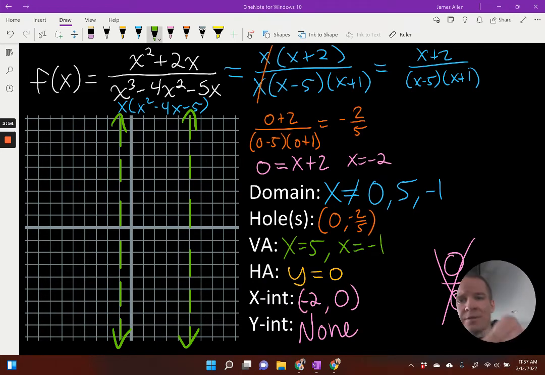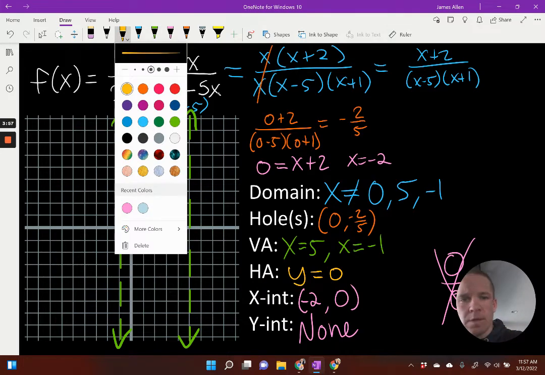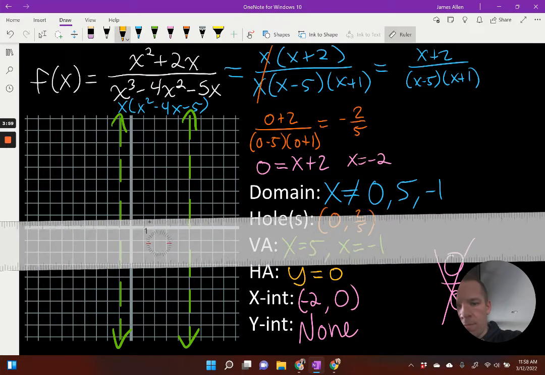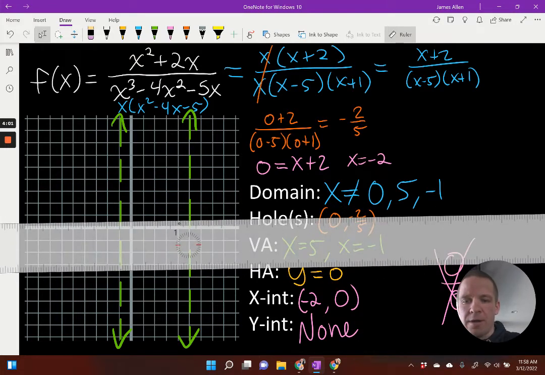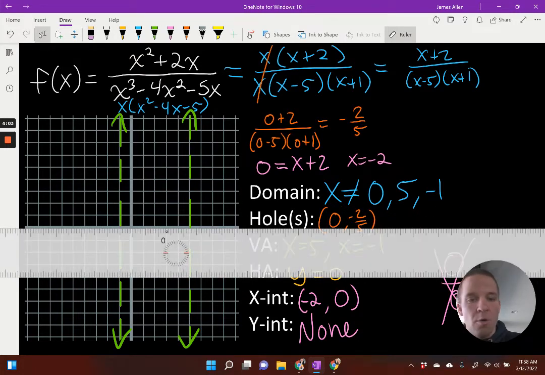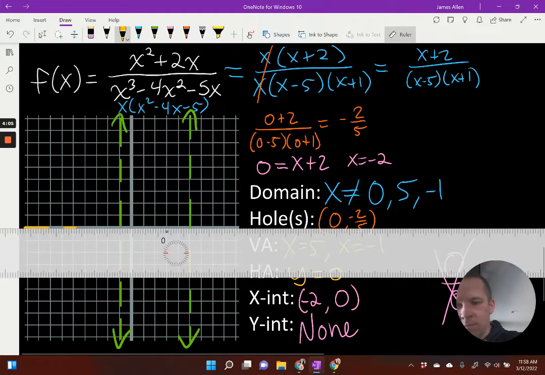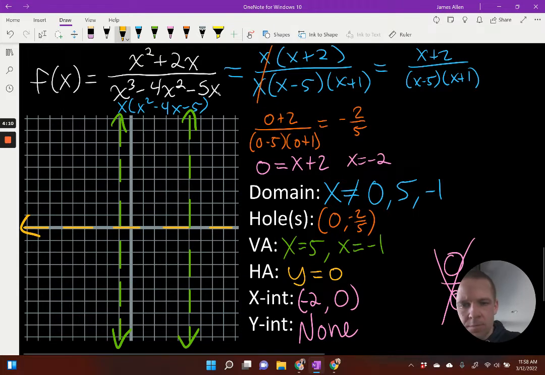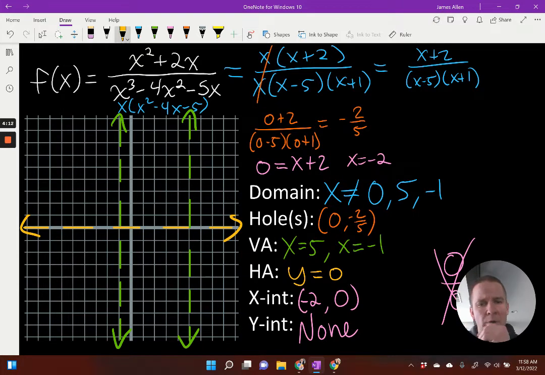Now my horizontal. Whoop. Oh, I thought I had it perfect. There it is. All right. y equals 0, right? Lovely. Now, how about holes? Let's see here. We said we have a hole at 0 and then negative 2/5. So that would be right, not on the x. We'd have 0, negative 2/5 would be right here.